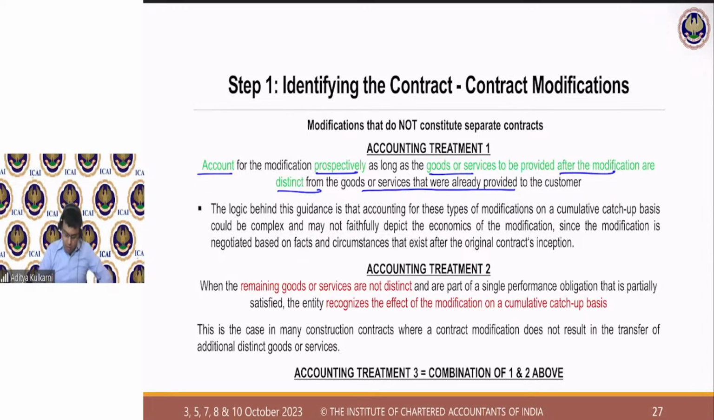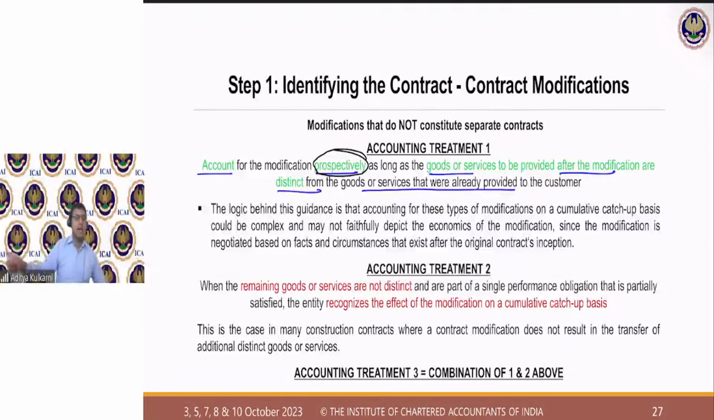So therefore, you are going to do only a prospective accounting. And when is this prospective accounting permitted? Provided the goods or services to be provided are distinct from what is already provided to the customer. Okay.